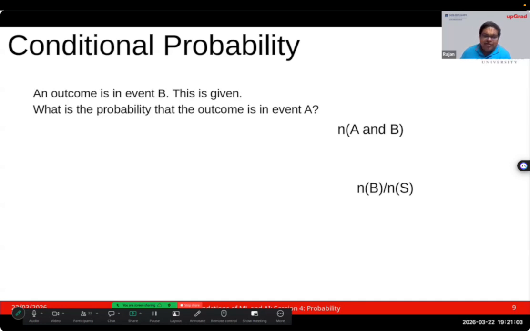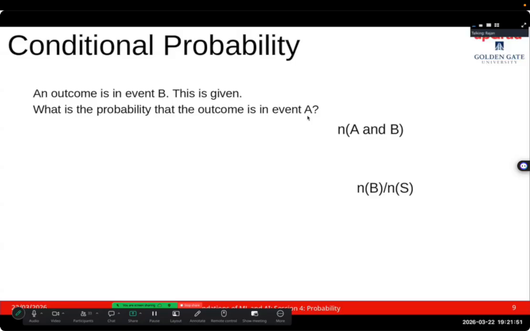Let us say we have some experiment, so its sample space is known, and we have 2 events. Now we are looking at one outcome, and we know that this outcome belongs in event B. The outcome is a member of event B. Once this information is known, what is the probability that this outcome is present in event A also? Given that the outcome is in event B, what is the probability that the outcome is in event A?